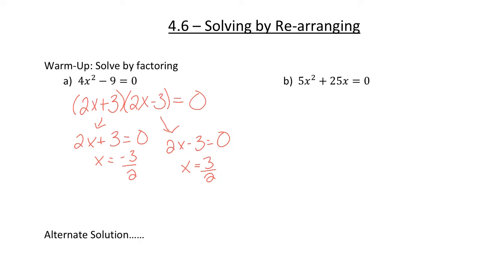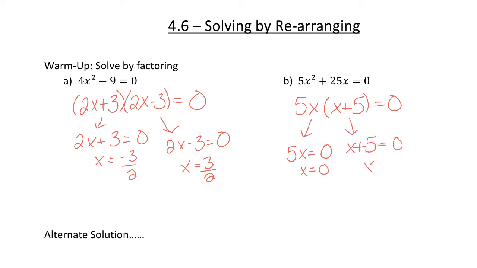For question B, I'm going to go ahead and factor out 5x, leaving me with 5x times x plus 5 equals 0. So when I solve for this, I have 5x equals 0, which gives me x equals 0, and x plus 5 equals 0, which gives me x is equal to negative 5. Okay, so we're going to discuss an alternate solution for question A.